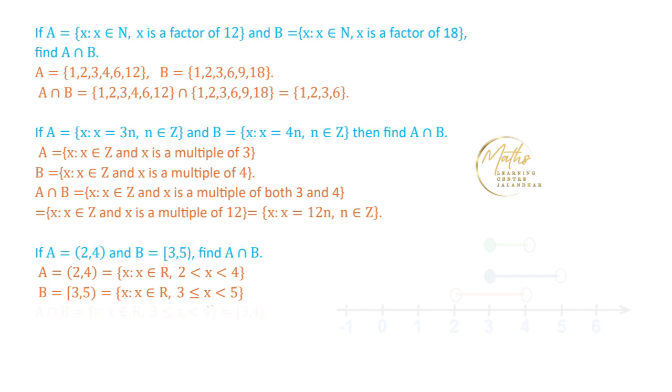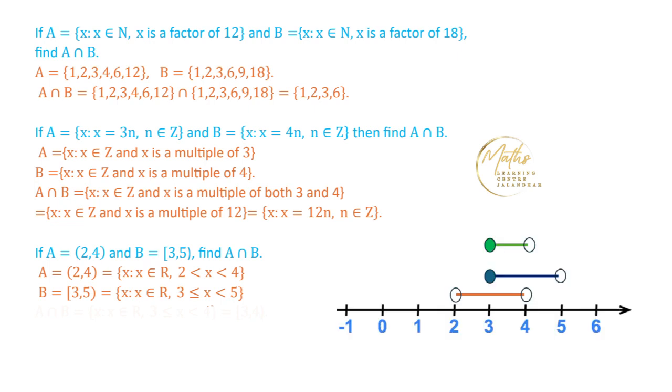So if we plot these on the number line, we obtain the situation in this form. We are saying the set A, it is open interval 2, 4, it has numbers from 2 to 4, and both these endpoints are excluded. Set B has elements from 3 to 5, this 3 is included, and it has elements up to 5, and this point 5 is excluded. We have to find A intersection B.